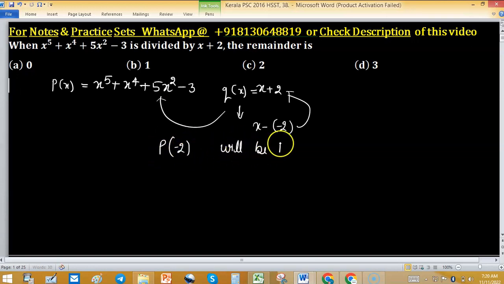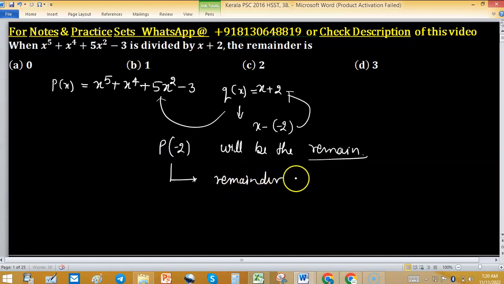If this is a perfect divisor, or perfect division is possible, then we will apply the factor theorem. If this is a factor, then it gives you remainder 0, and it gives remainder 0 only when this is a factor. But this is not a factor, it is a divisor. That's why p(-2) will be the remainder.